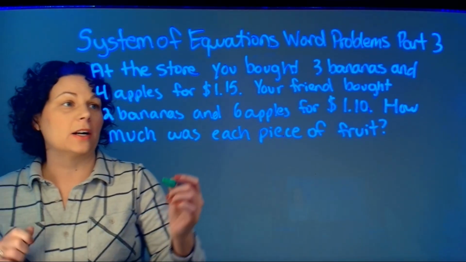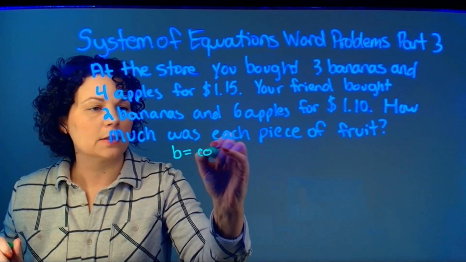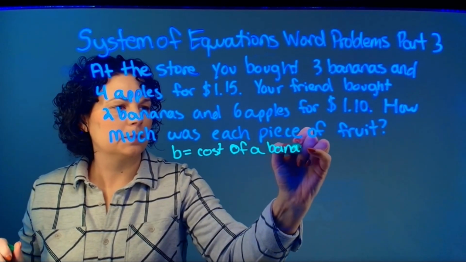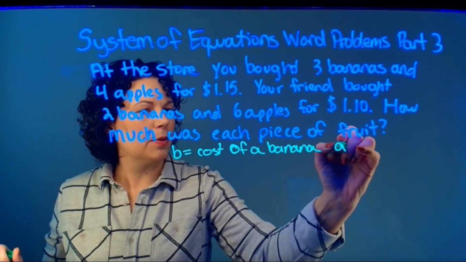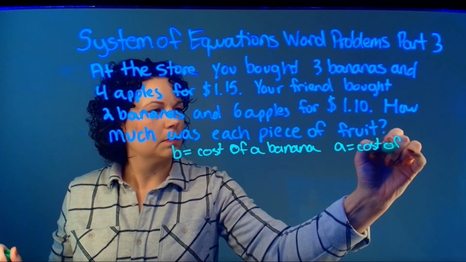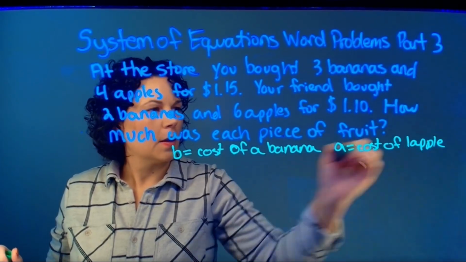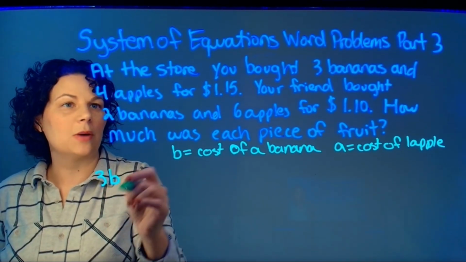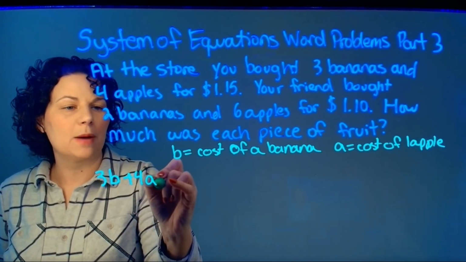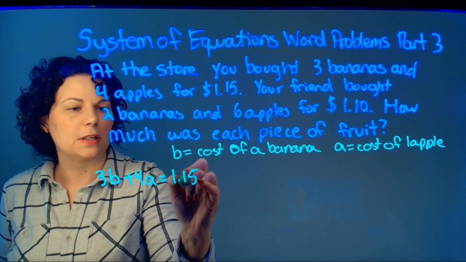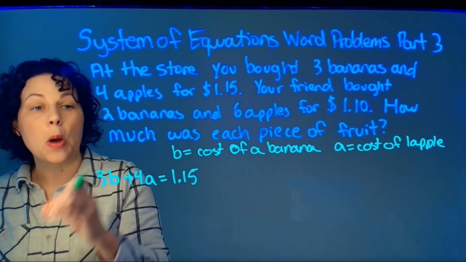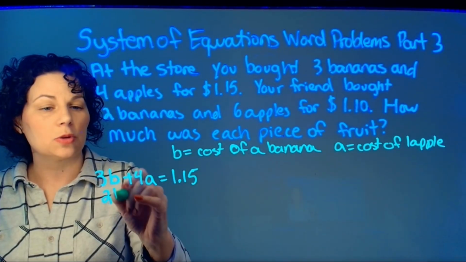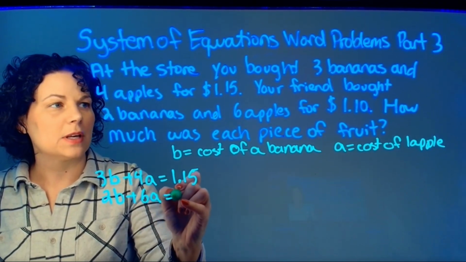So again, let's define our variables. B is going to be the cost of banana, just of 1 banana. And we'll use A for apple. All right, so let's write an equation. You bought 3 bananas, how much times how many, plus 4 apples and spent $1.15. How much times how many for bananas, plus how much times how many for apples gives us the total. Your friend did 2 bananas and 6 apples, and that was $1.10.